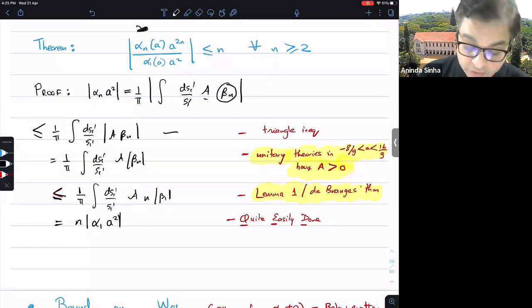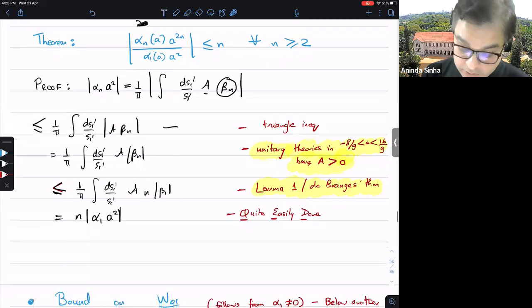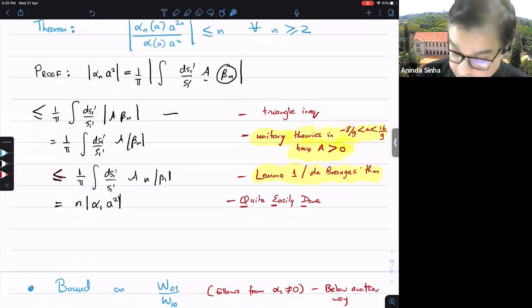At level 1, I'm using the triangle inequality. At level 2, I'm using the fact that the absorptive part is positive for unitary theories. That is what enables me to pull this out, and then I'm left with the absolute value of beta n. And here, of course, there's a game. One has to verify the range of A where the absorptive part is positive, and this is the range of A.